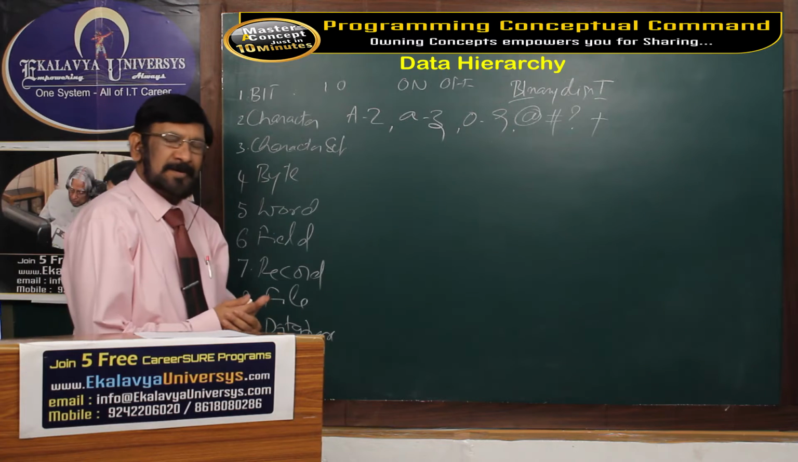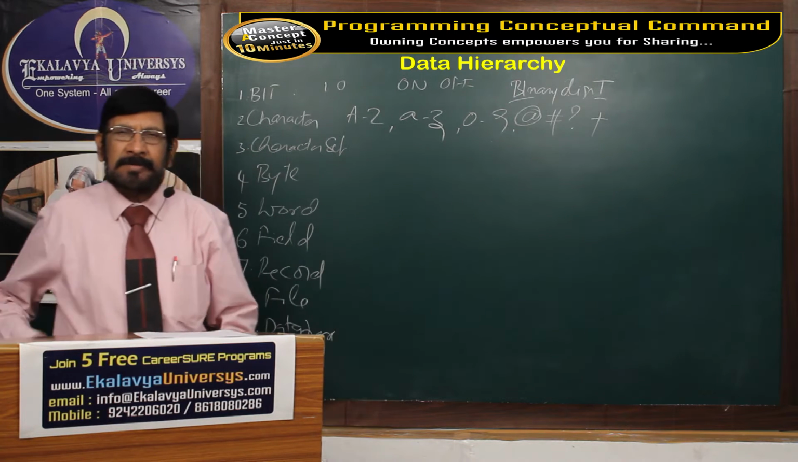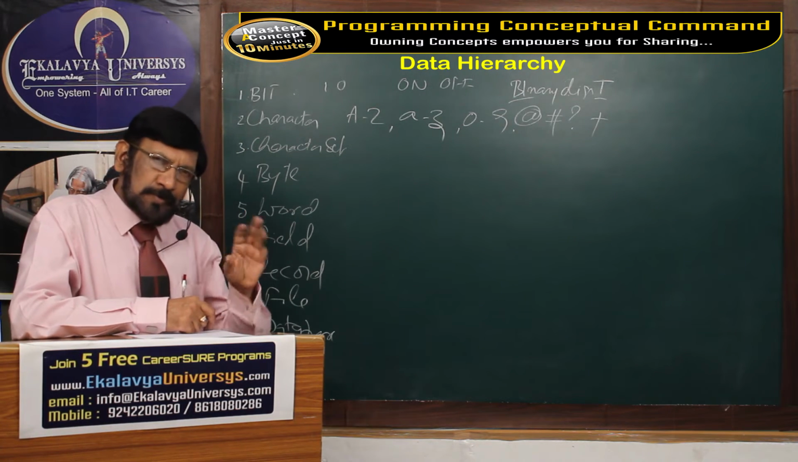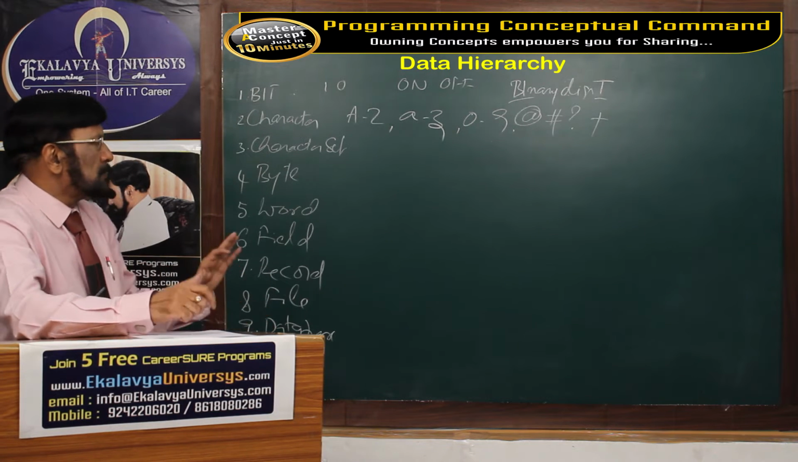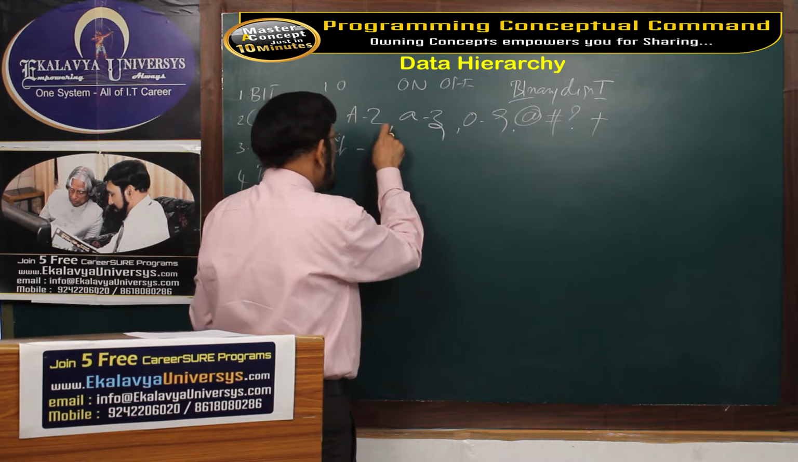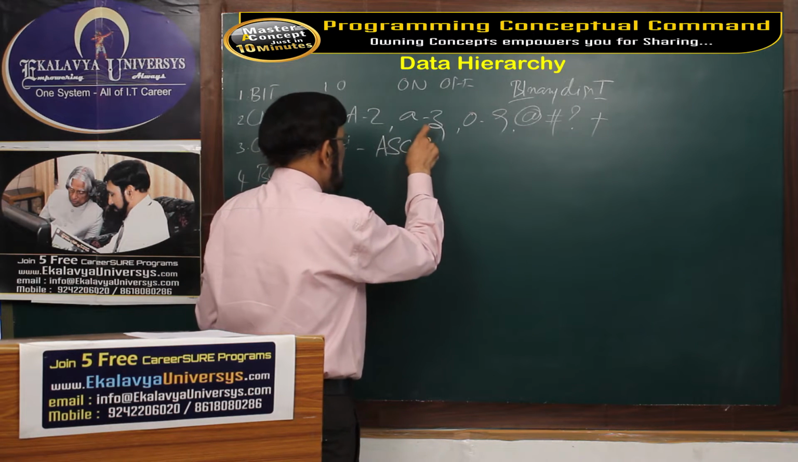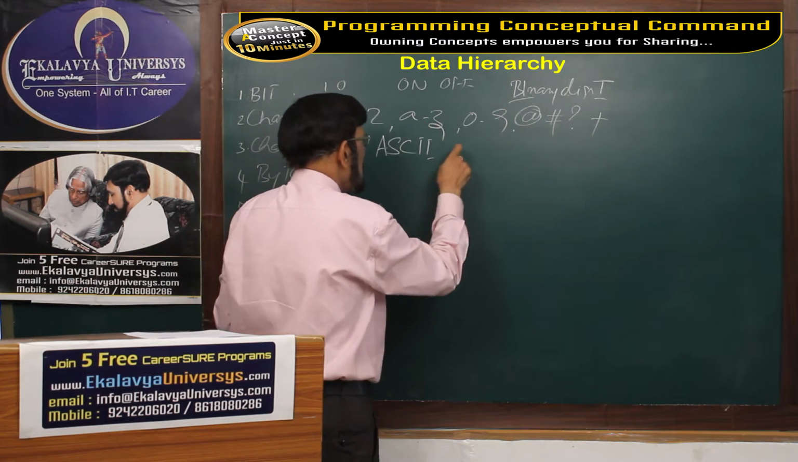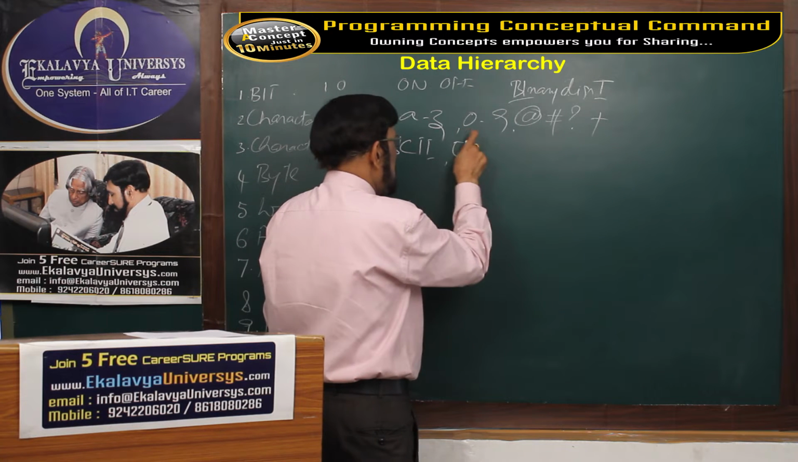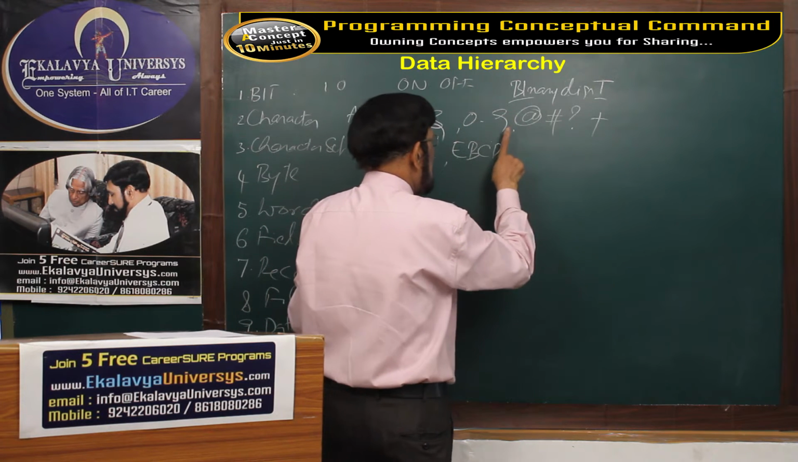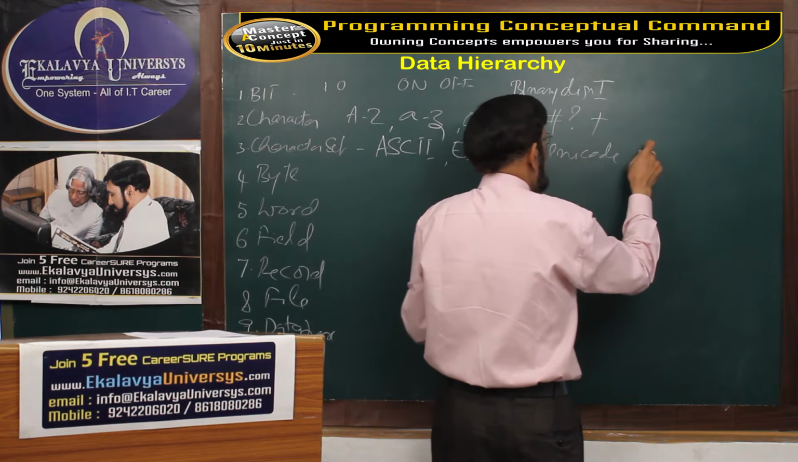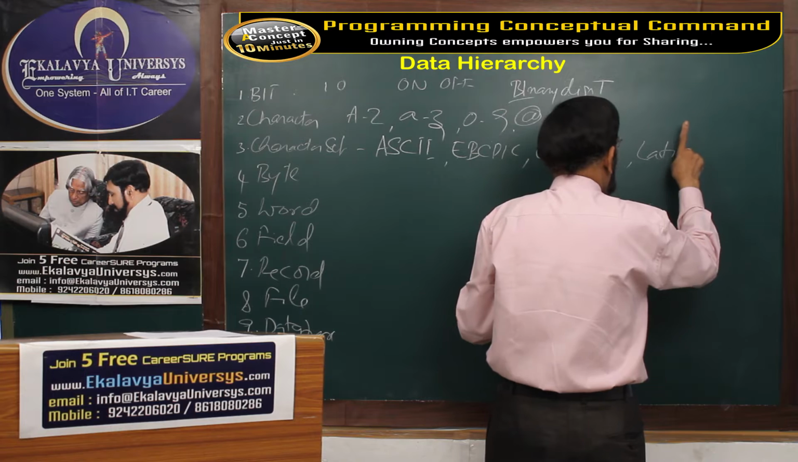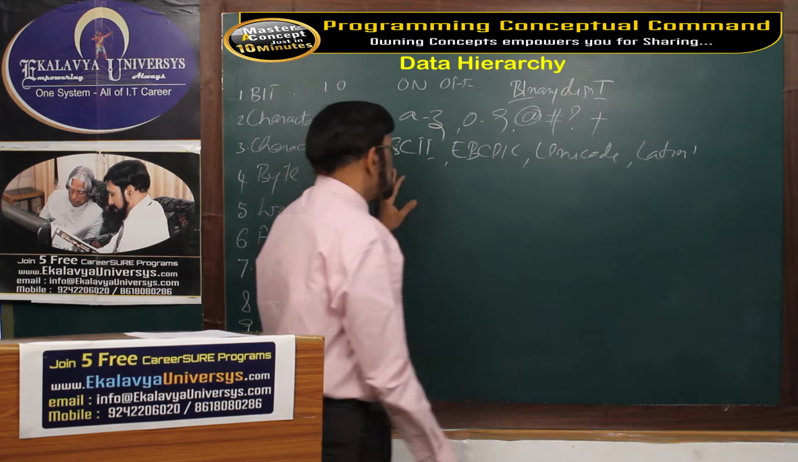Thereafter character set. Actually there are many characters. By using characters only, we create code in every program. For that purpose, several coding schemes are there: ASCII, EBCDIC, Unicode, Latin one. What are the coding schemes?